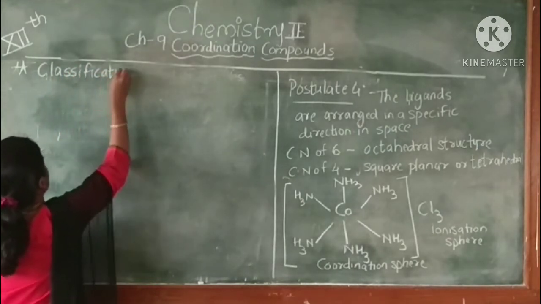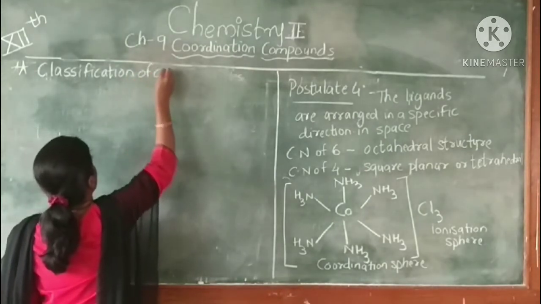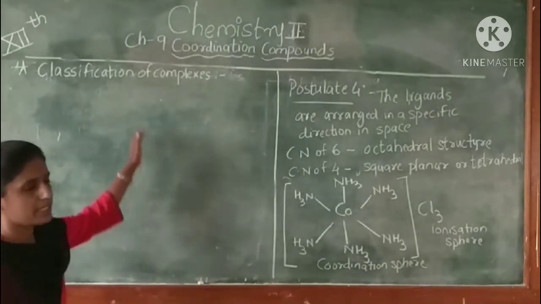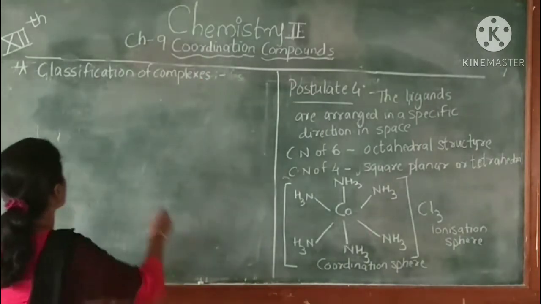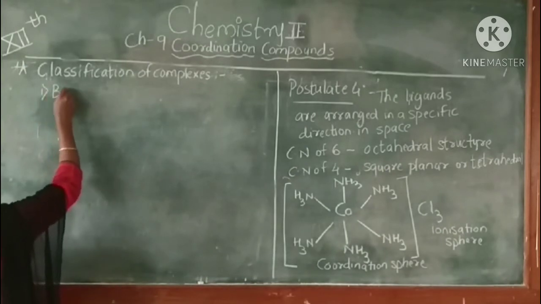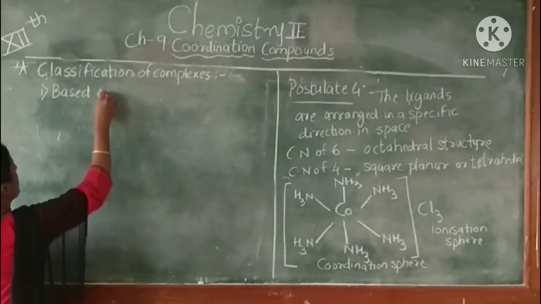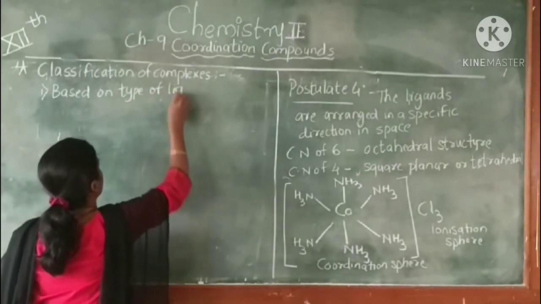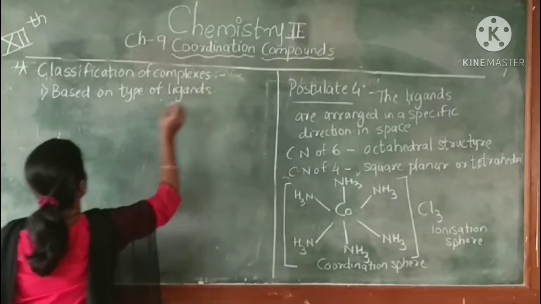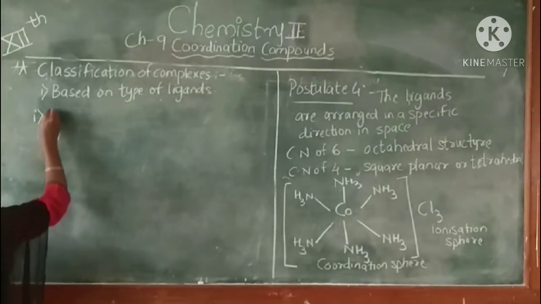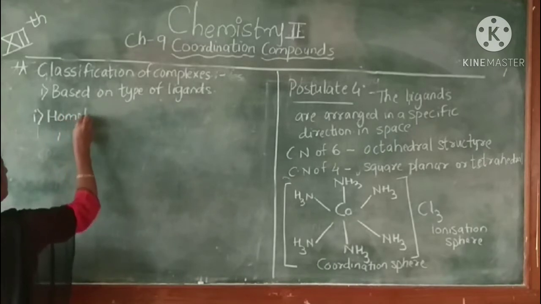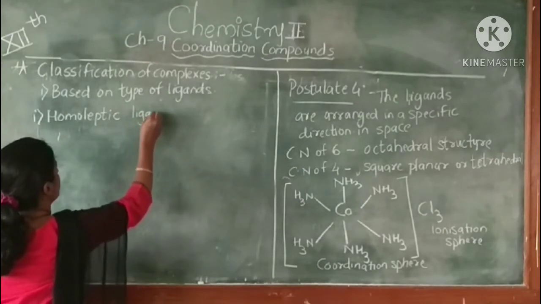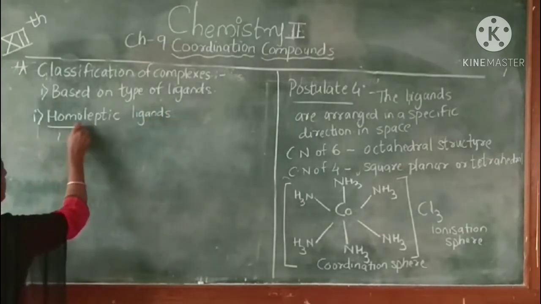Classification of complexes. Complexes are classified in 2 types based on the type of ligands. The first type is homoleptic ligands. Now look at the word homo.